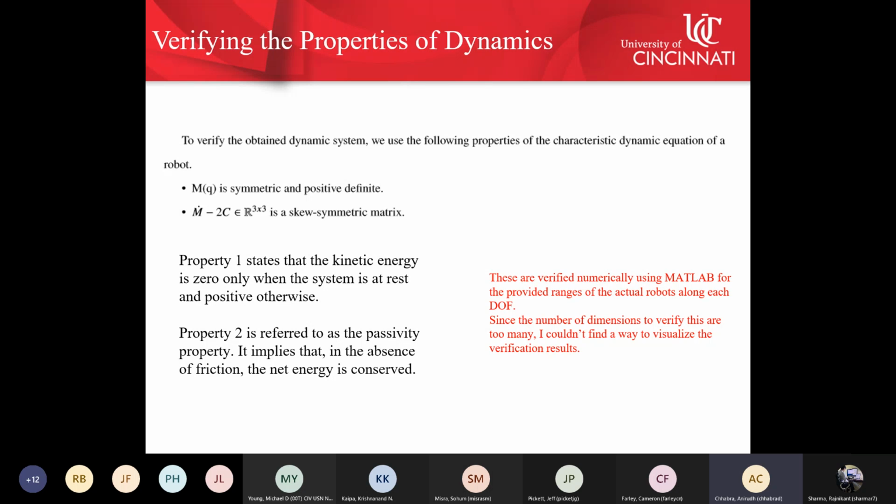Because I derived the dynamics symbolically on MATLAB, the MATLAB functions do not allow checking for such things on symbolic variables, but you have to do it numerically. So I had to parse through all the variables, and because of the number of dimensions, I could not find a way to visualize these results.